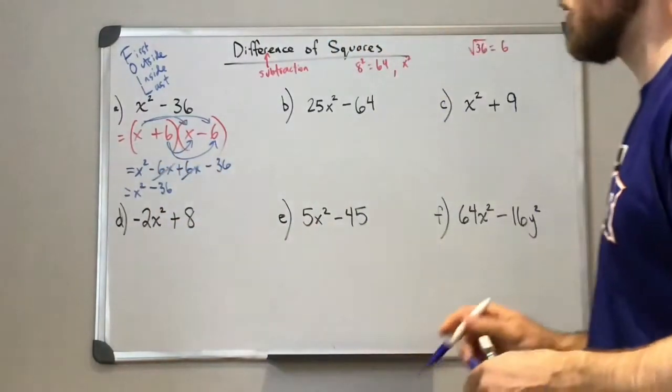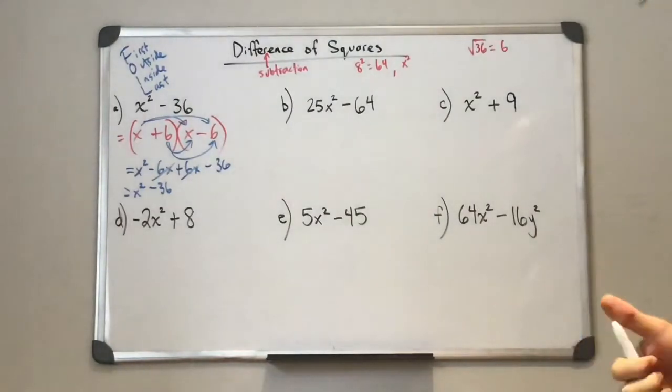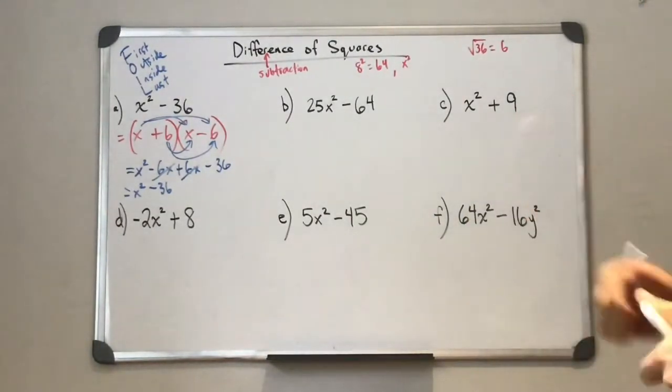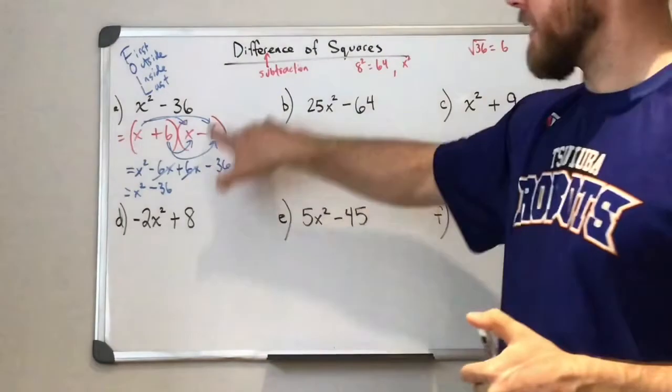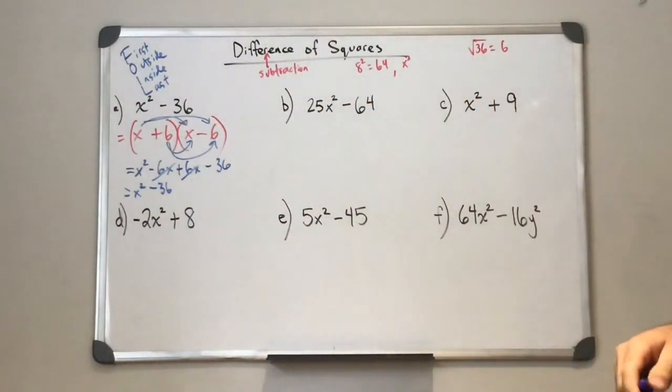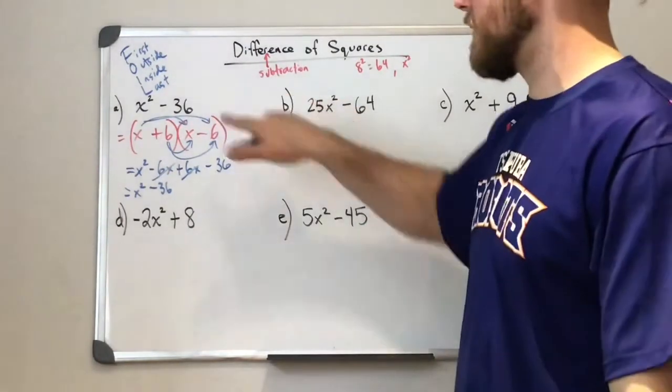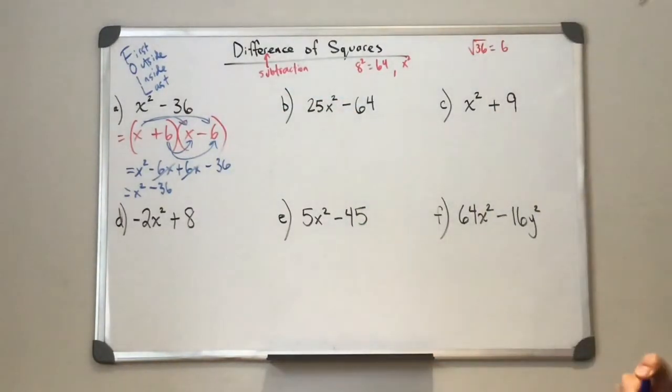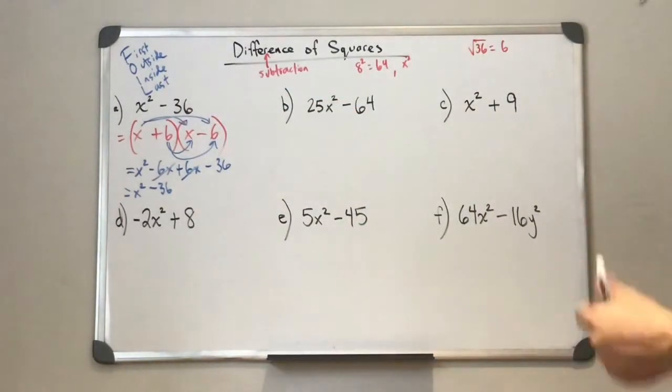And you can notice here that those two are going to cancel each other out. So if you have a minus 6x plus 6x, you have 0x, and we're back to where we started. So our factoring and expanding work hand in hand. So that was our first example of a difference of squares binomial, so 2 terms.